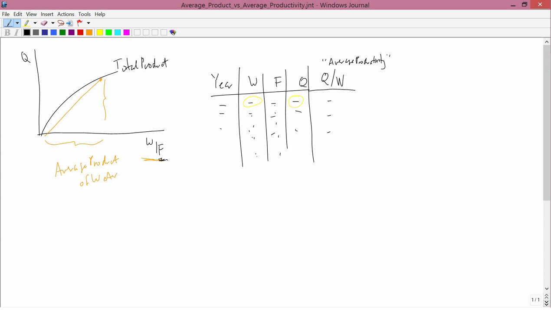Now, I'm not saying that average productivity isn't important. What I am saying is that average productivity is not average product. And we're going to be studying average product a lot. We're not going to be studying average productivity at all. So these are two different things.